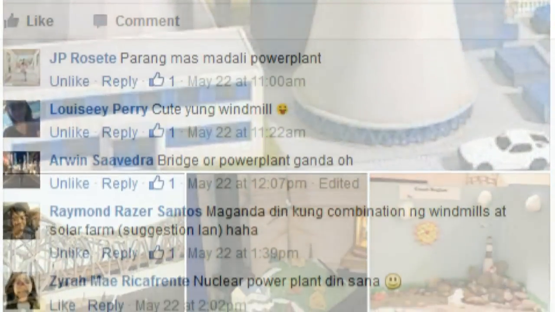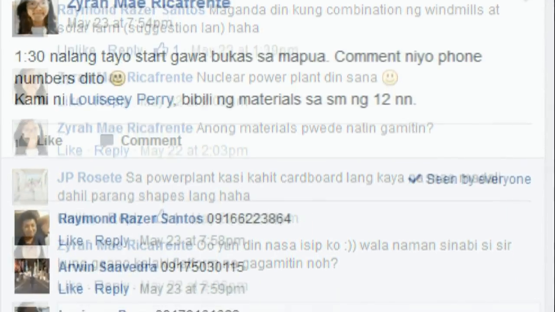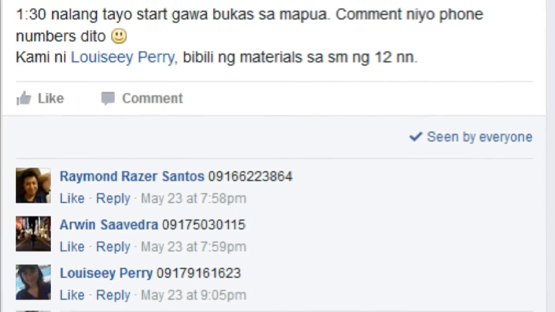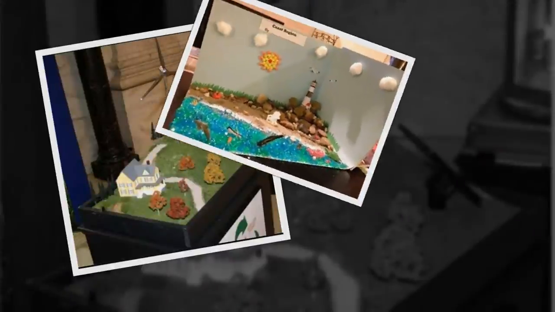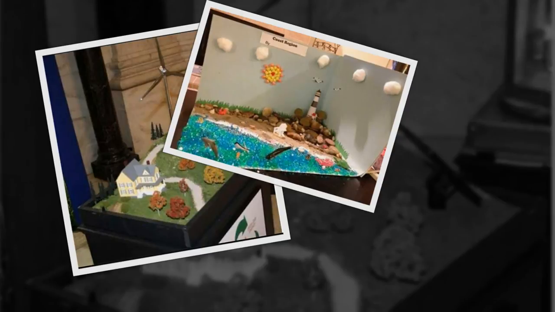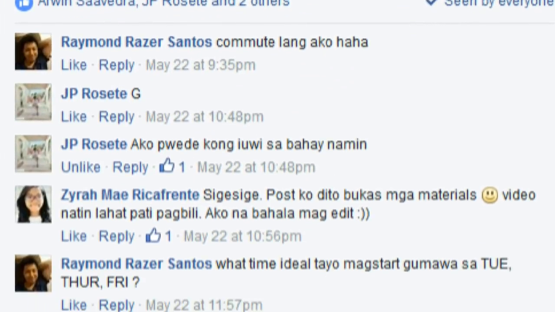The group agreed that because of the short time period, we must create something that is easy to do but not compromising the quality and the subject matter. From different ideas, our team decided to create a nuclear power plant, something that is not common when it comes to construction. Bataan Nuclear Power Plant is one great example of this.